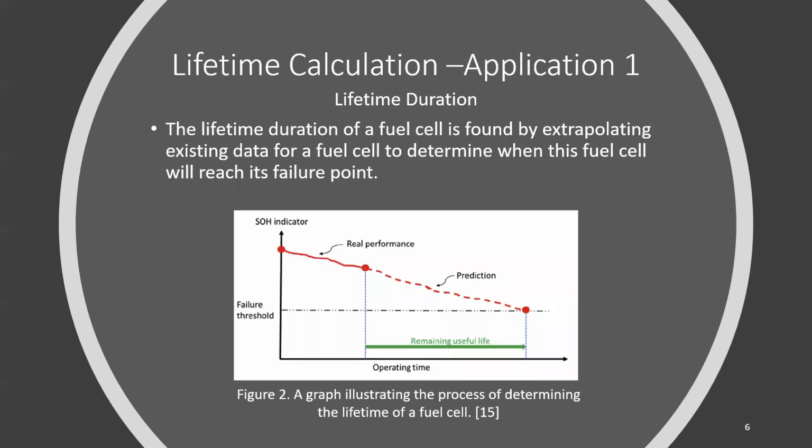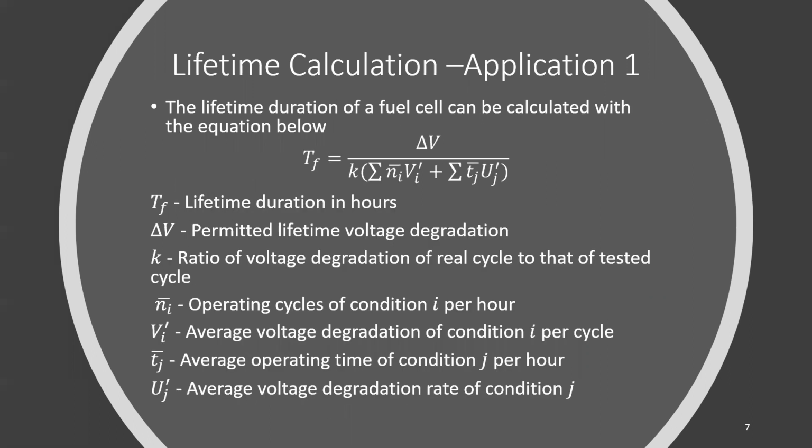All right, so the lifetime calculation. How you do a lifetime calculation for a fuel cell is you first have to do some experimental testing on it. And you do this experimental testing to determine its degradation rate. And this figure on screen shows real performance. That is experimentally determined degradation, and you extrapolate that into the future to determine, okay, it's going to reach this failure threshold at this time. And that is how you determine the lifetime of a fuel cell. You can do this through experimentation or simulation. For me, I'll be doing it through simulation.